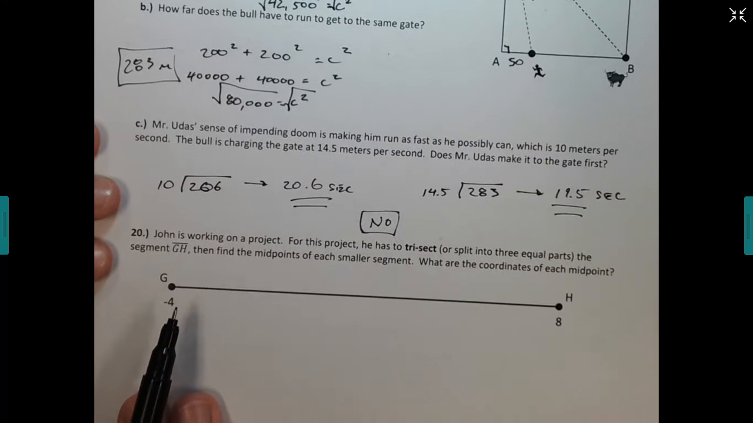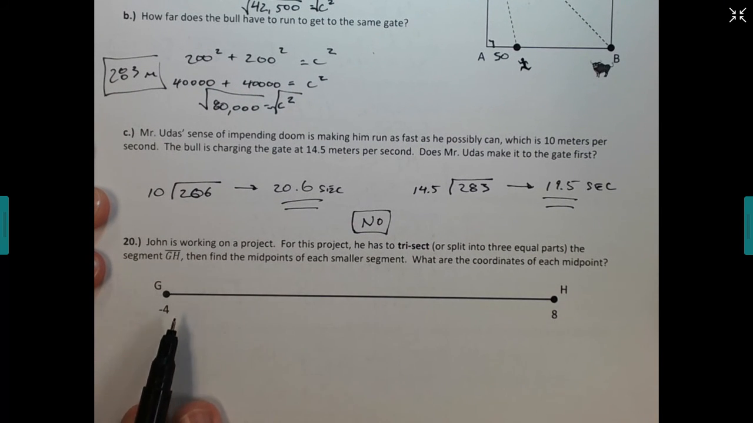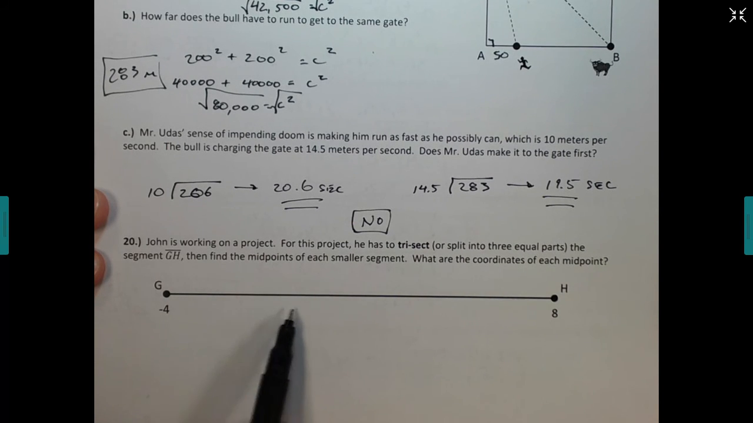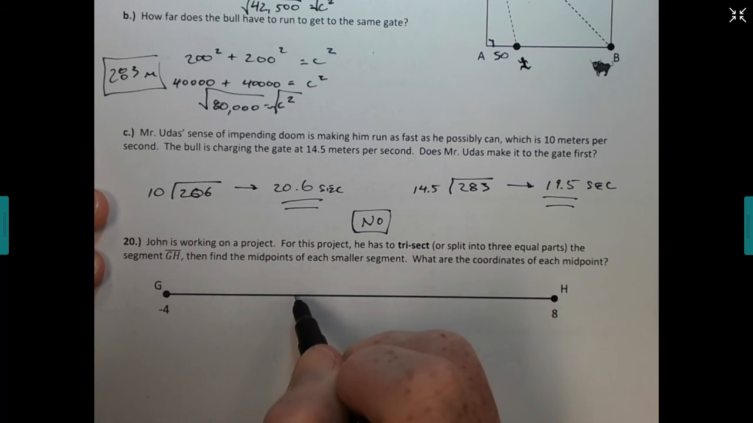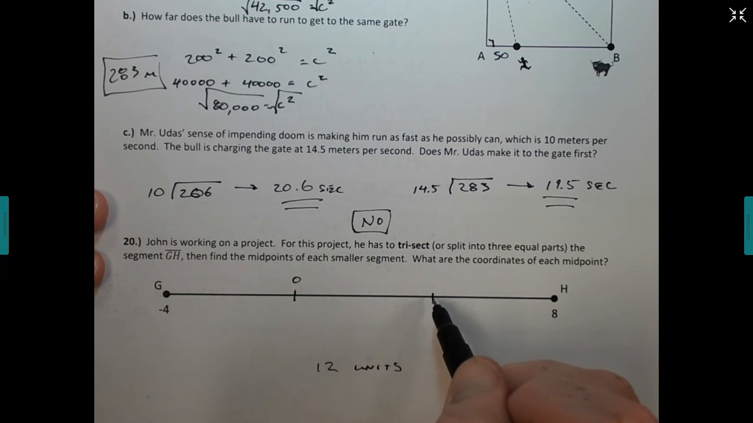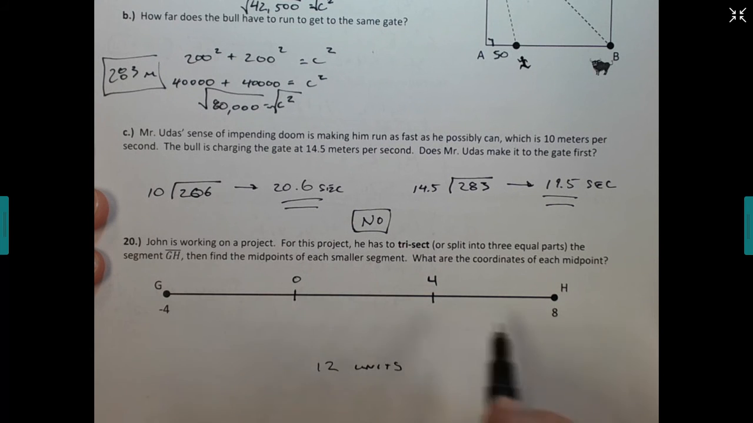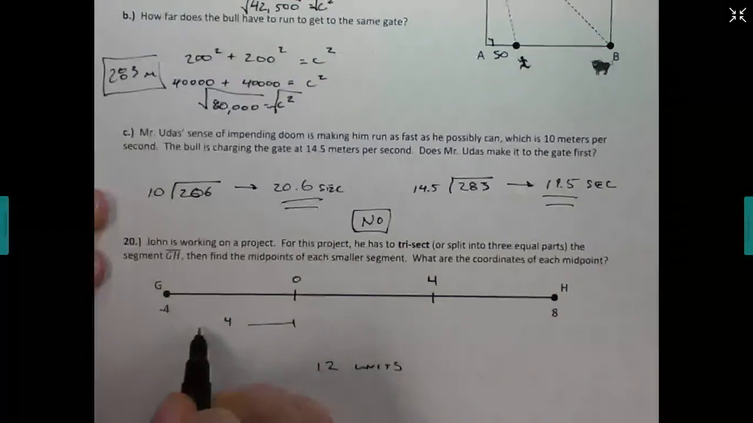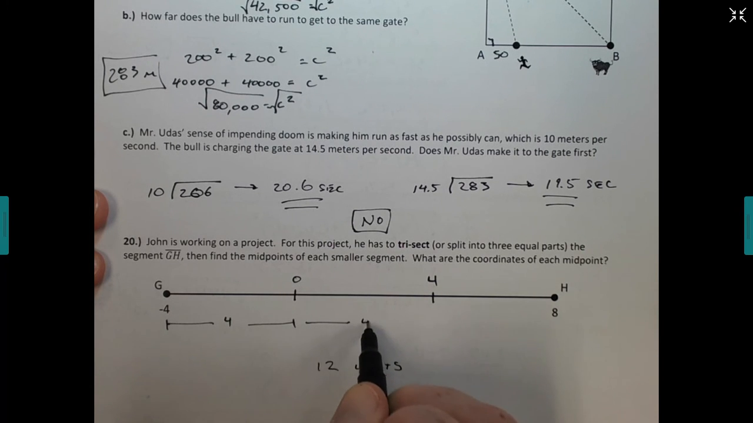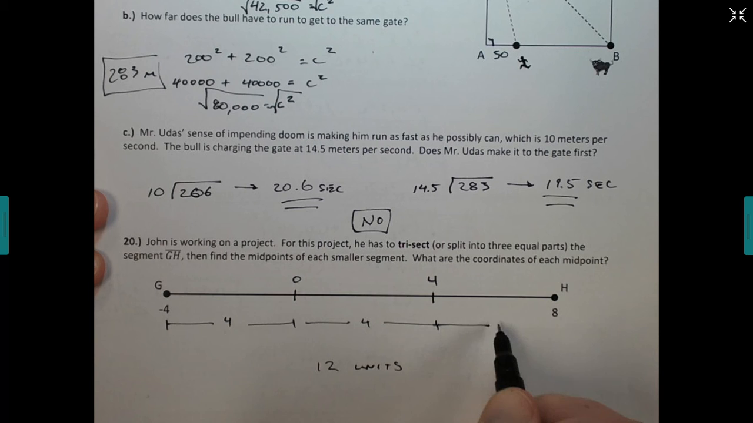So this next one. John is working on a project. For this project, he has to trisect, or split into 3 equal parts. Well, if this goes from -4 all the way to 8, that means we have 12 units. If I want to trisect it, divide that by 3, I need every 4 units. So let's just say this is about 0, 4. Now I've trisected with each of these measurements being 4. From here to here, from here to here, and from here to here.